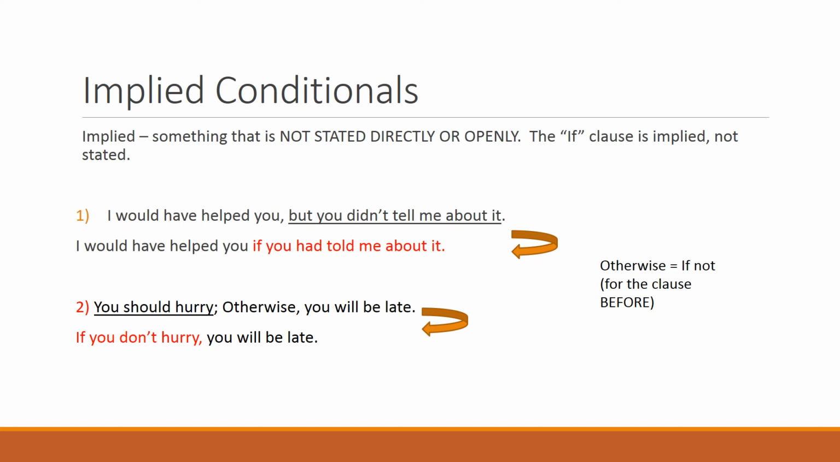We can also use the word otherwise in a sentence. Otherwise means if not for the clause before. Okay, the otherwise applies to the before clause as the if clause. So here we have the sentence, you should hurry. Otherwise, you'll be late. In other words, I'm saying if you don't hurry. The otherwise gives you the if and the not, and you put it in the sentence before. If you don't hurry, you will be late. So that's another example of implied conditionals.